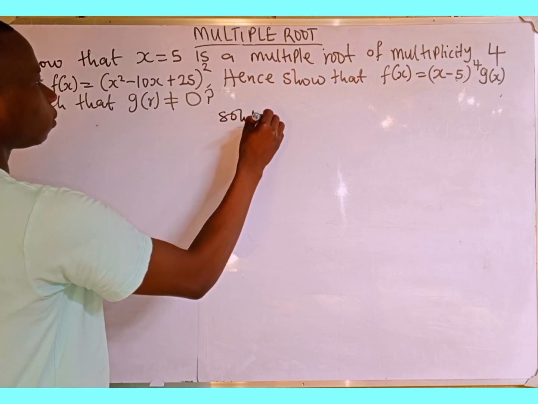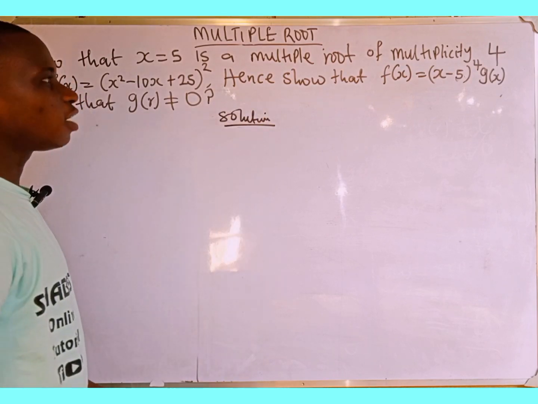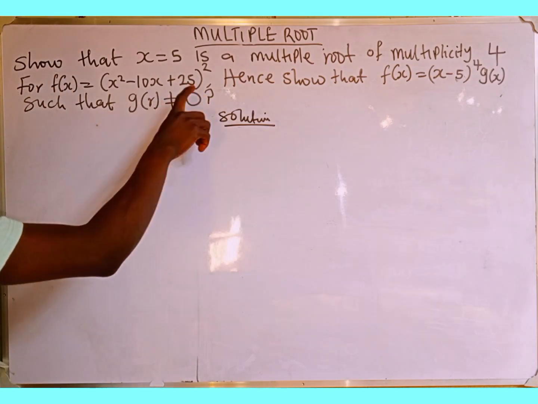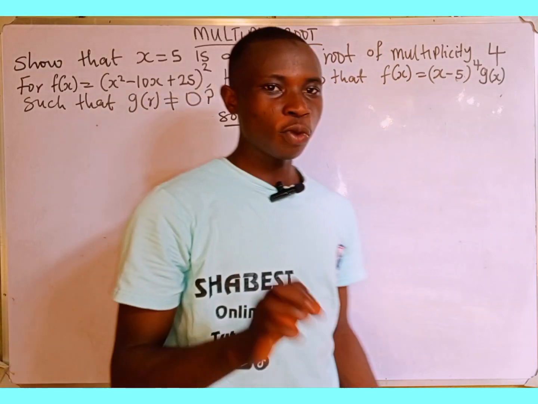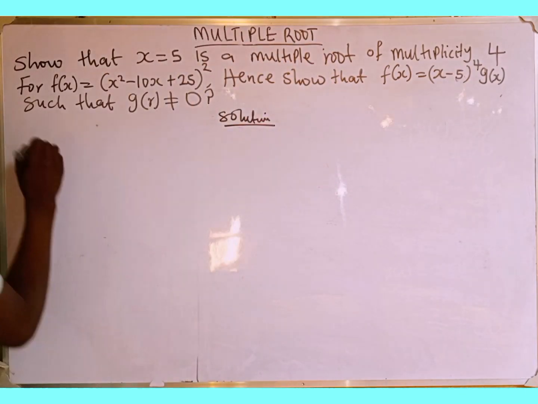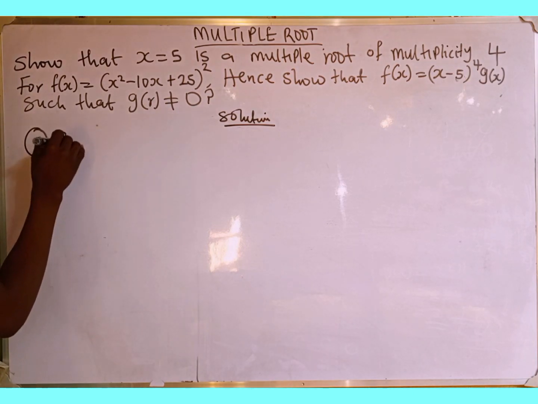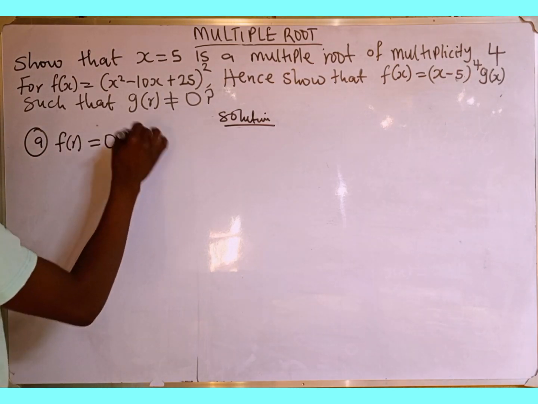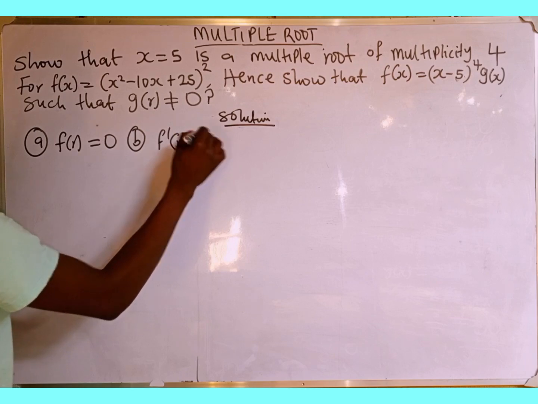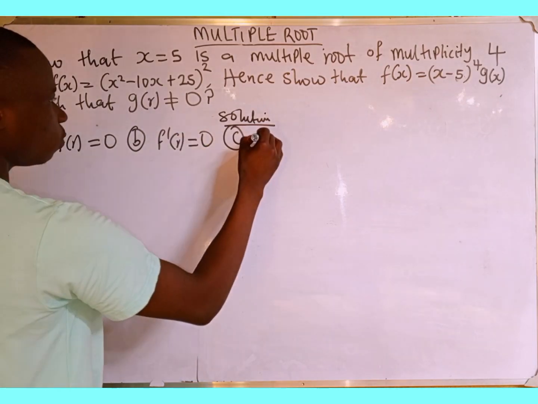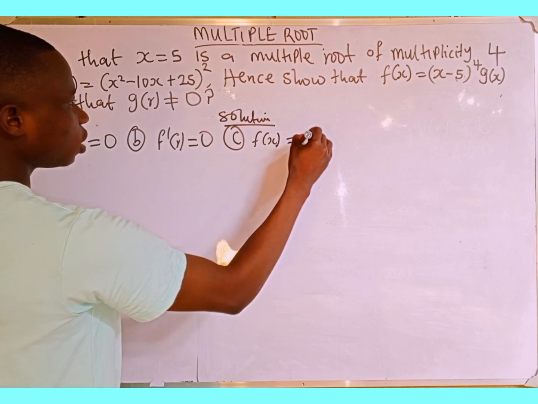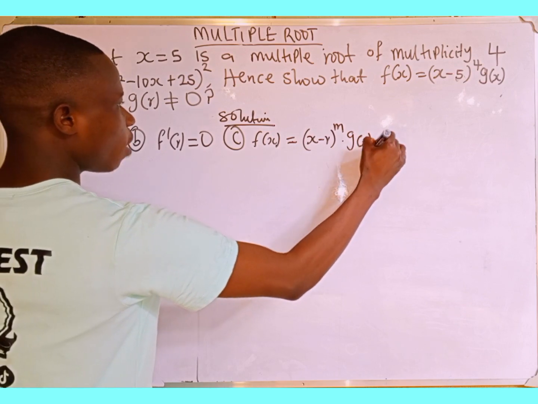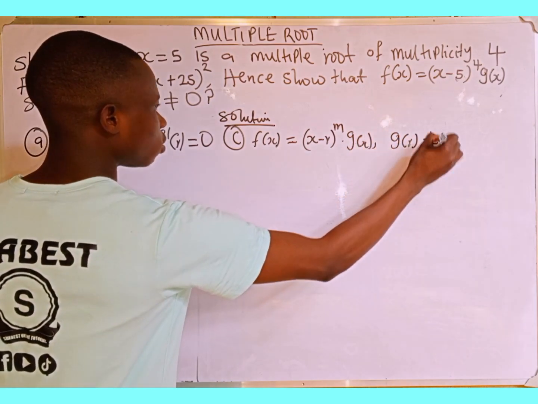Solution. So for you to show that a given value of x is a multiple root of multiplicity 4 for a given function, three conditions must be satisfied. And those conditions are: condition number one, which is f of r is equal to 0. The second condition is f prime of r is equal to 0, and the third condition is f of x is equal to (x minus r) to power m multiplied by g of x, where g of r is not equal to 0.